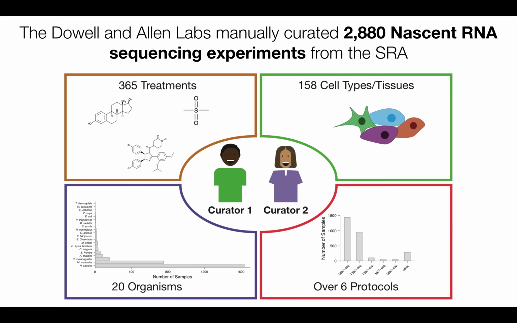And so to that end, the Dowell and Allen labs manually curated 2,880 nascent RNA sequencing experiments from the Sequencing Read Archive. And these samples were treated with various treatments, over 300 treatments, and they spanned over 150 different cell types and tissues, and they came from 20 organisms and over 6 different nascent RNA sequencing protocols.